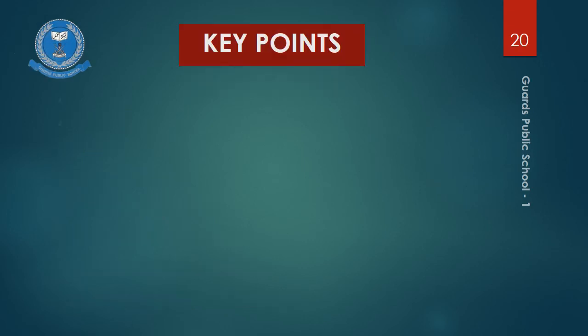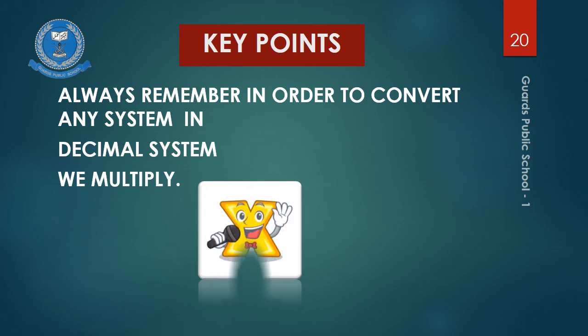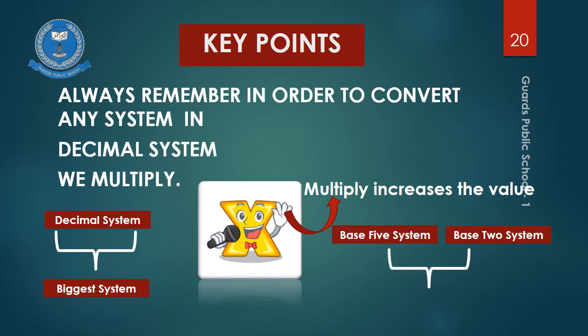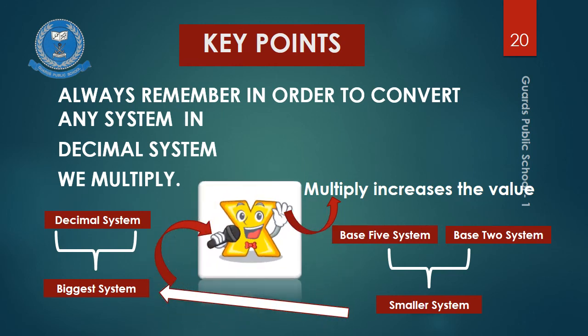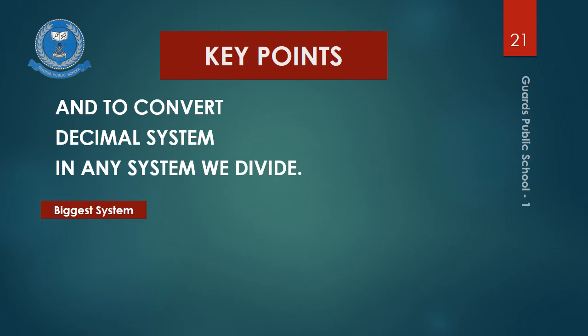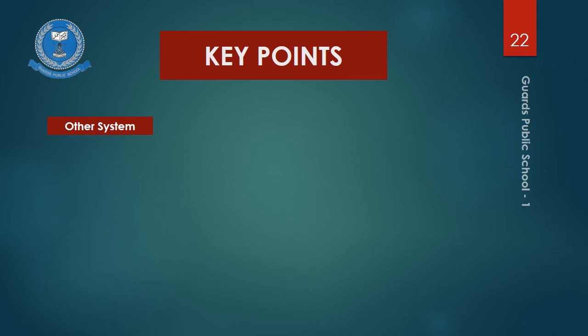Key points. Always remember, in order to convert any system in decimal system, we multiply. Why? Because multiplication gives you a larger answer. The decimal system is the biggest system. Base 5 system and base 2 system are the smaller system. In order to convert a smaller system into a biggest system, you always multiply. But if you are going to convert decimal system in any system, means you are converting a biggest system into a smaller system. What you do? You divide, because division reduces your answer. Always remember, multiplication increases your answer and division reduces your answer.